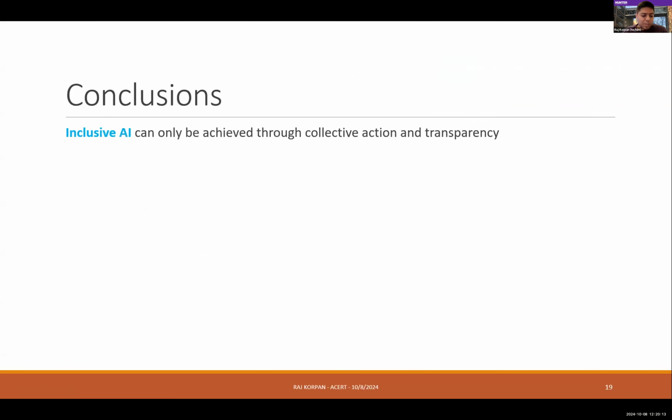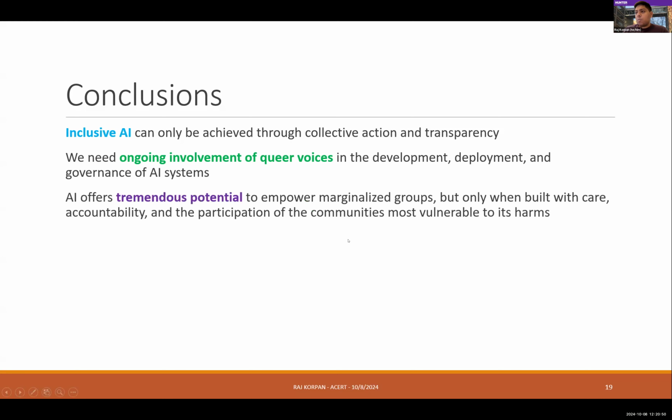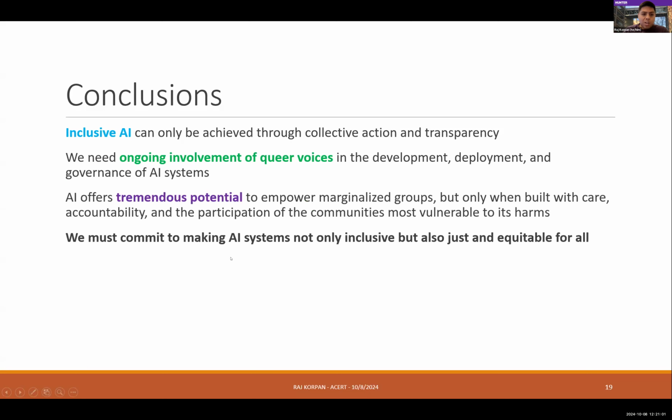And so just to conclude on this first piece about the impact of AI in marginalized communities, we want to have inclusive AI systems, and to do that, we need to have collective action and transparency. We need to involve their voices in the development, deployment, and governance of these systems. If we want it to be inclusive to queer people, people of color, to women, to other marginalized communities, like the Black and brown people around the world and the global South that have often been excluded from the development of these systems, we need to be including them in the development of these systems. And there's potential to really empower marginalized groups, but only when we include them, and we build in accountability. And so if we want to make AI systems inclusive, we have to commit to that.